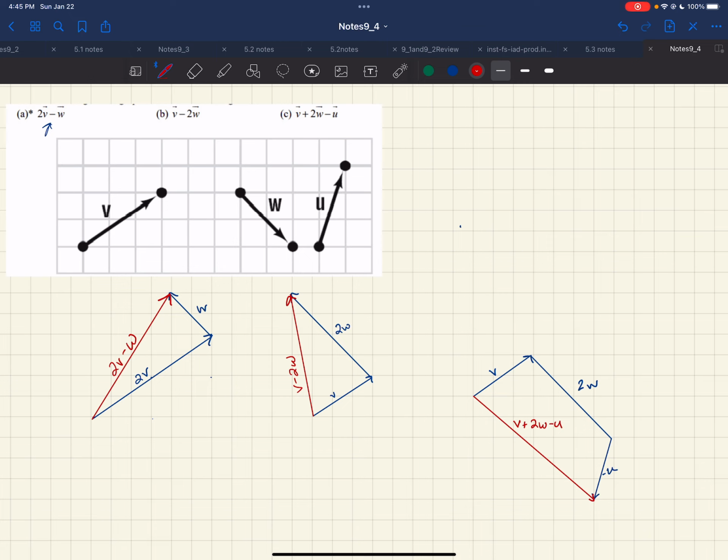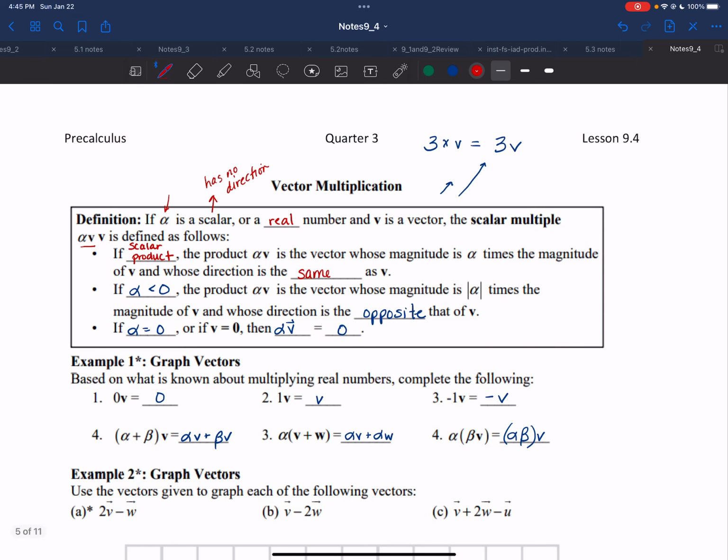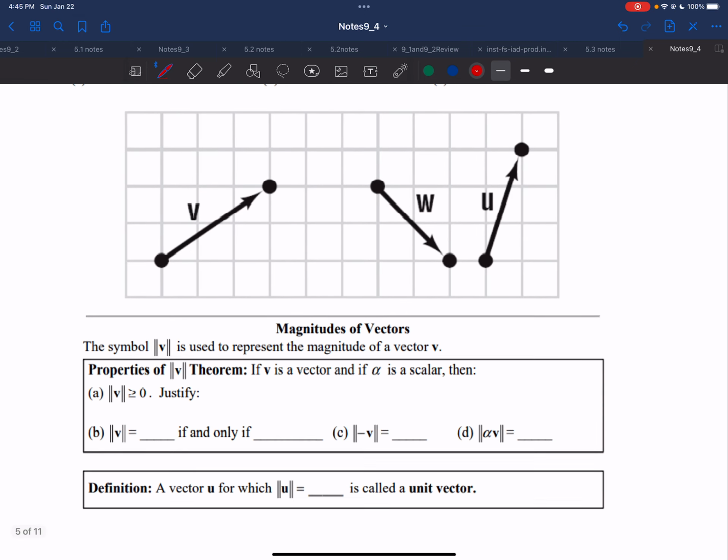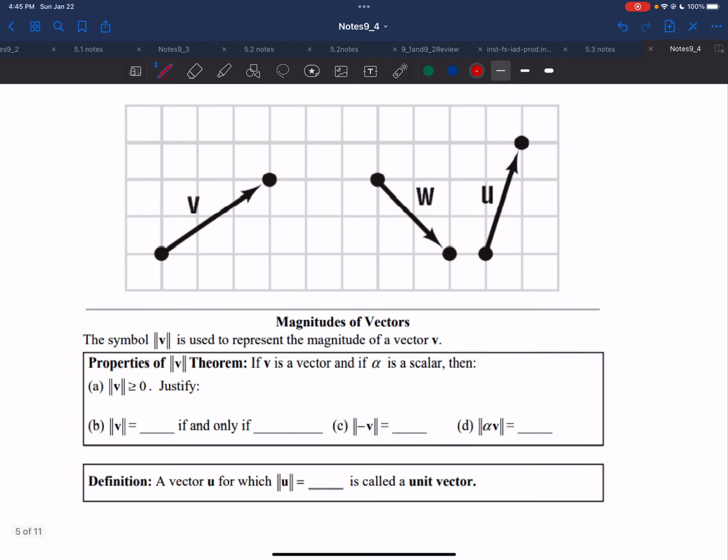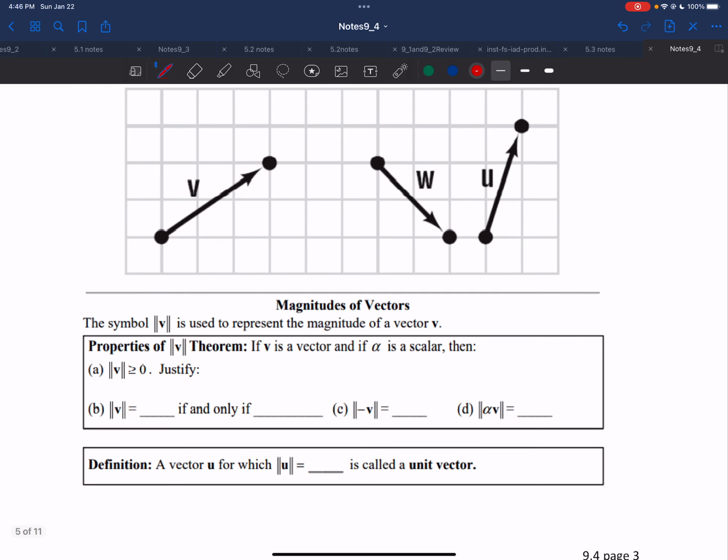All right, so that's how we do our vectors. It's that tip to tail method. And again, by just multiplying by a value, we're just going to extend it another one. All right, let's go back to our notes. Let's go ahead and look at some of these properties and get them defined here.